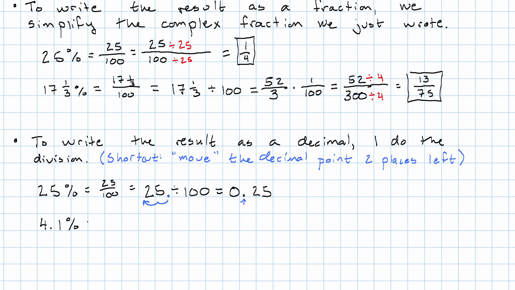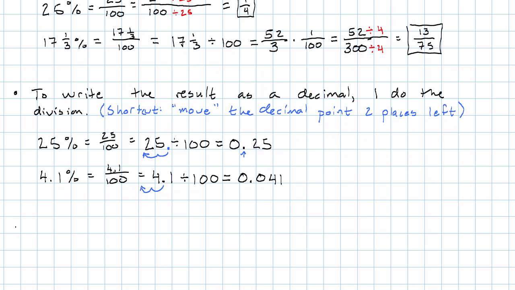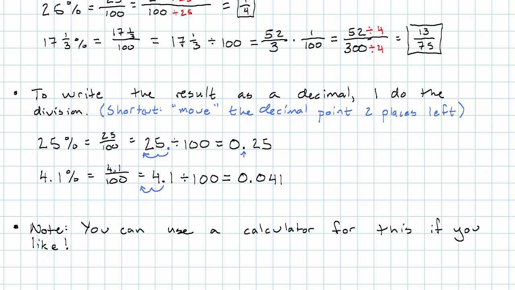4.1%, that's 4.1 over 100. In other words, 4.1 divided by 100. So, using my shortcut, I get 0.041. Also note, you can absolutely use a calculator for this if you like.